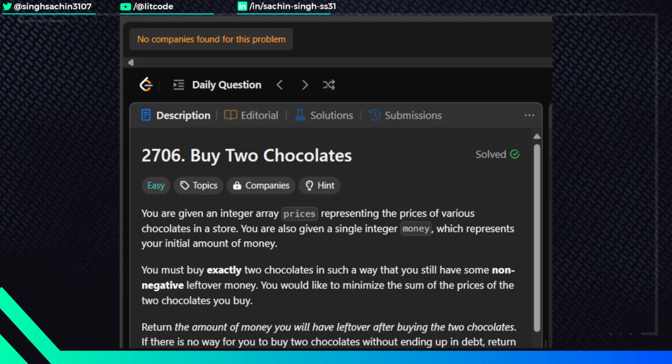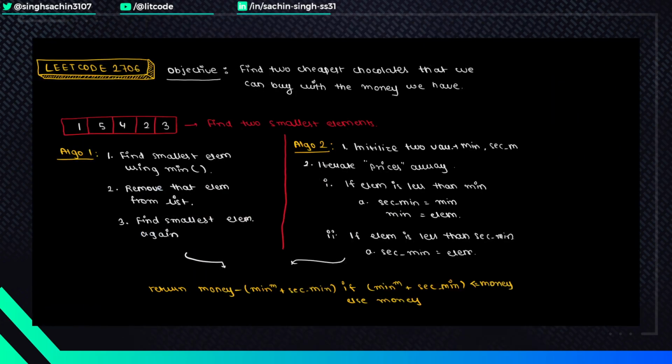And today I solve Leetcode daily challenge problem number 2706, buy two chocolates. So first we'll go through the problem statement, then we'll check out the possible approaches which we have, and at the end we'll have the code part which we'll look into.